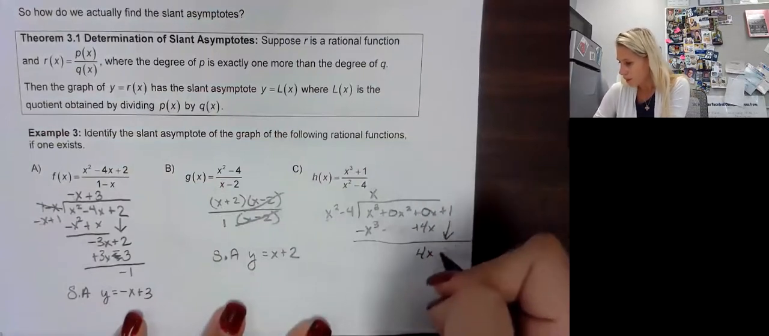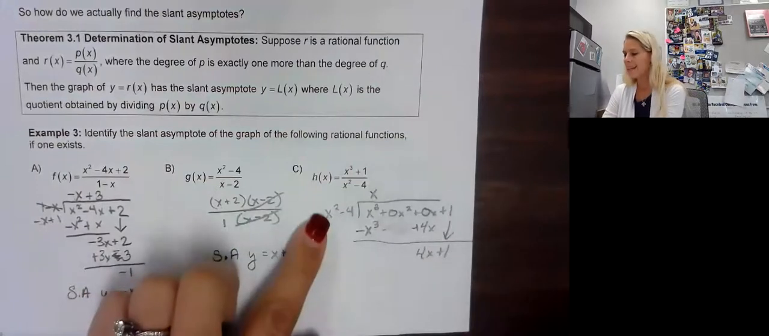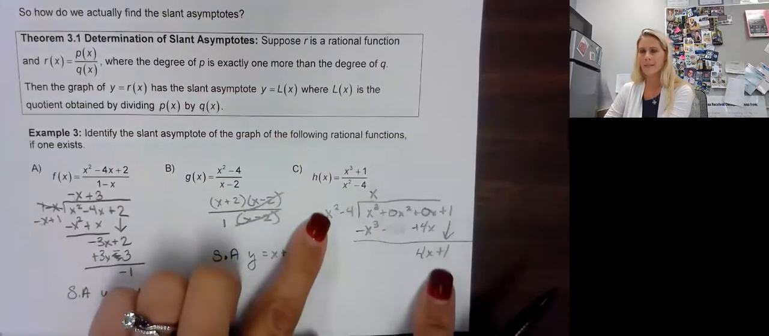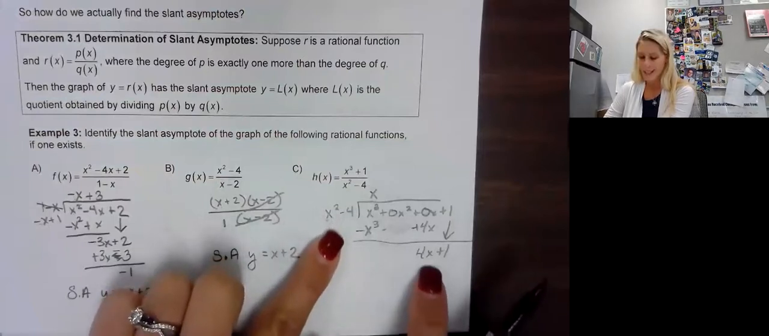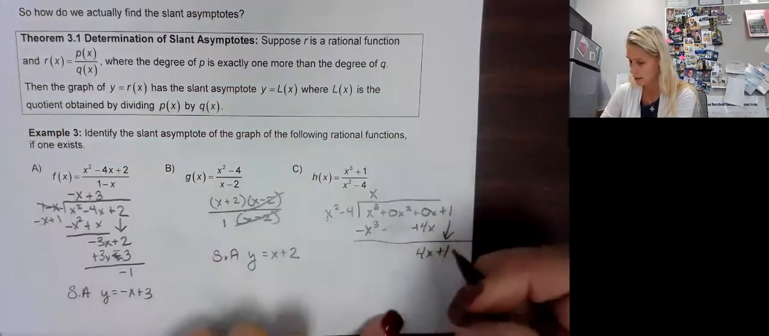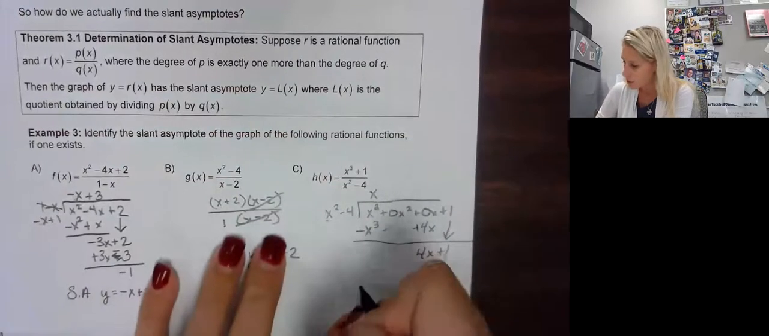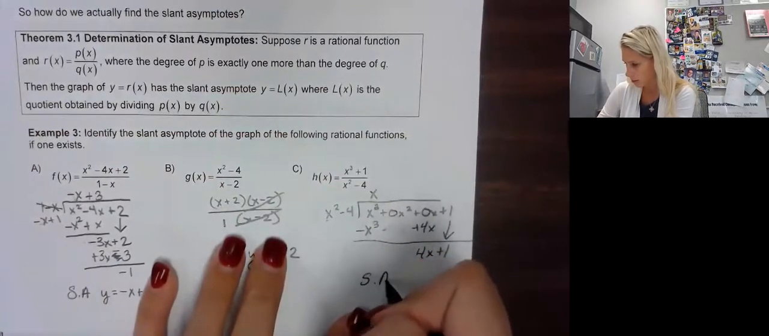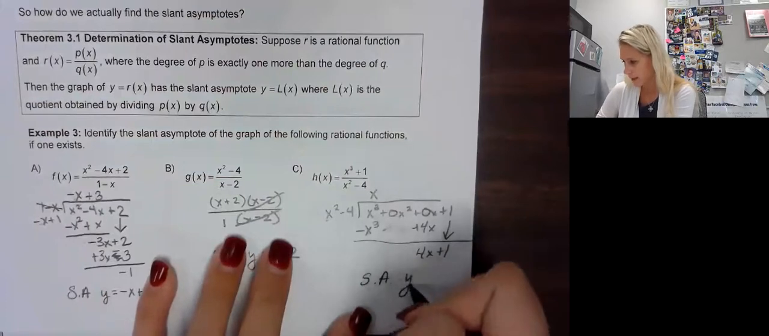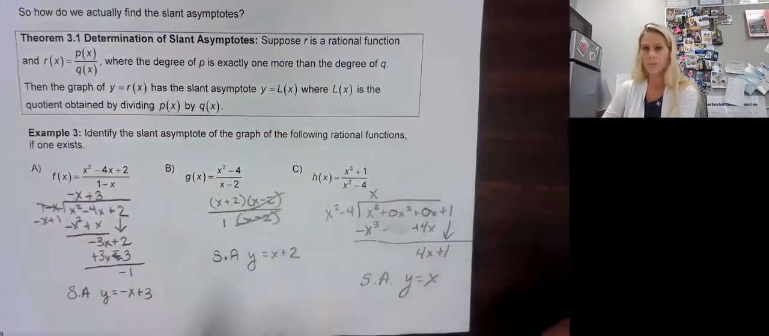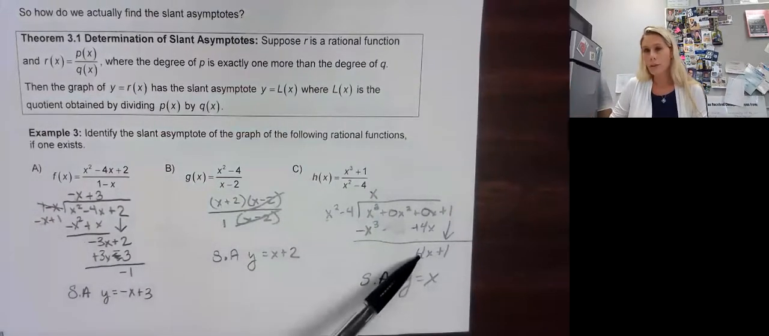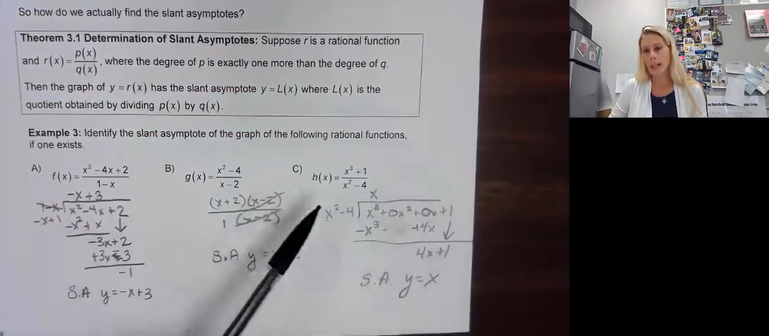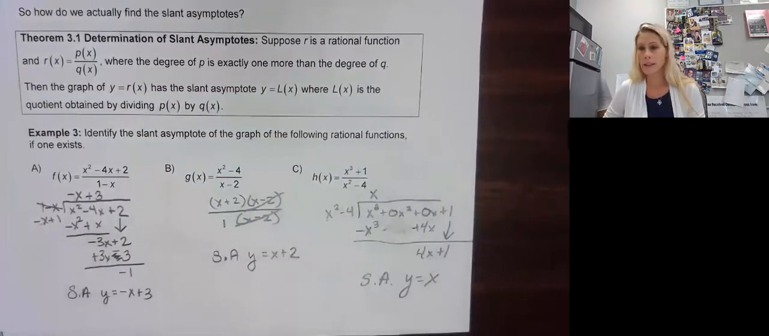Bring down the 1. Can we make an x squared look like an x? No, we can't multiply anything by x squared to get to x, so we're done. Can't go any further, so there is a slanted asymptote at y equals x. Now, very careful, okay? Once your remainder has a smaller exponent than your divisor, you're done. You don't have to go any further.